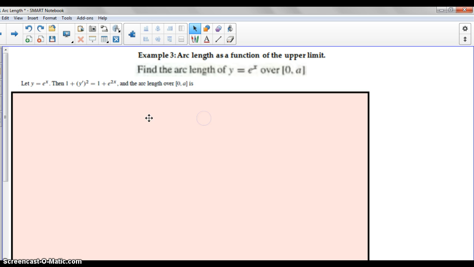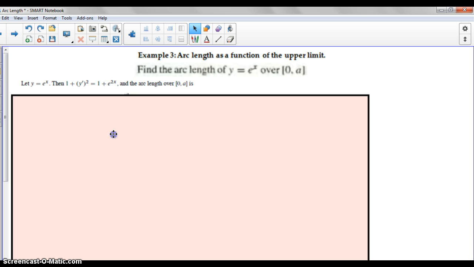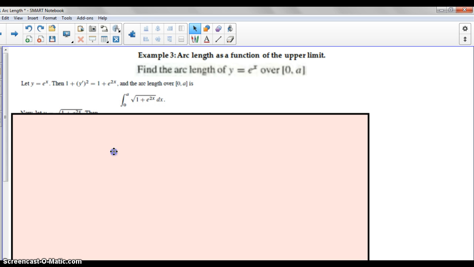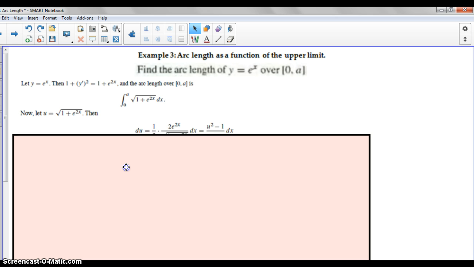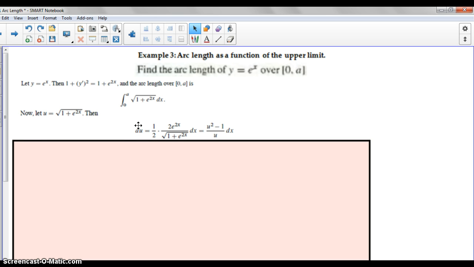When we get ready to throw that under the square root, we notice that this might not be the easiest thing in the world to find the integral of. So, we will need to use a u substitution. We're going to let u equal the entire inside portion of the radical, and the radical itself actually. So we're going to let u equal the square root of 1 plus e to the 2x.